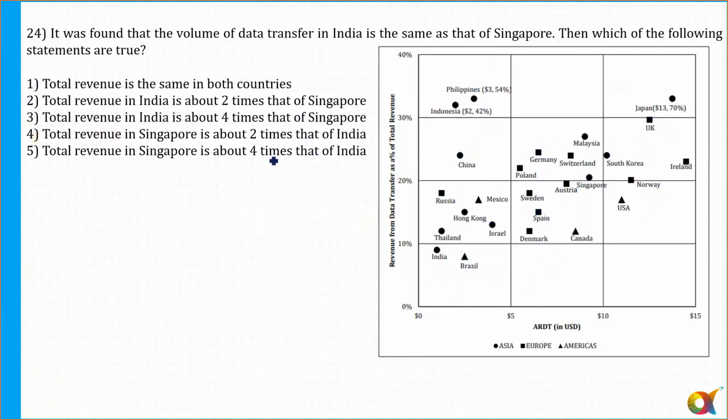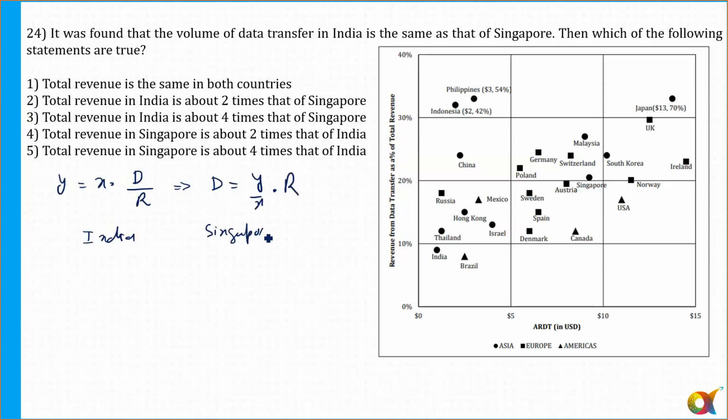Now, it says it was found that the volume of data transfer is the same as that of Singapore. Okay, data transfer. We have already found the relationship that Y is equal to X into the data transfer upon total revenue. It means the data transfer is equal to Y upon X into total revenue. Now, the volume of data transfer in India is the same as Singapore. So I just need to equate India and Singapore.